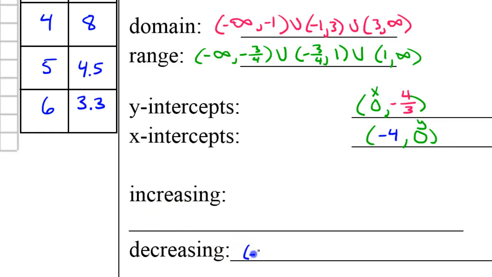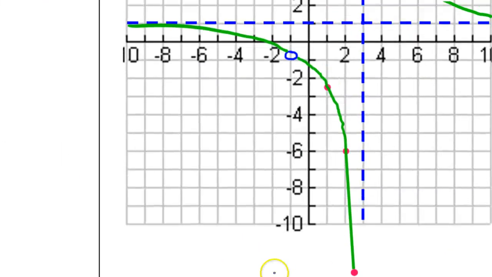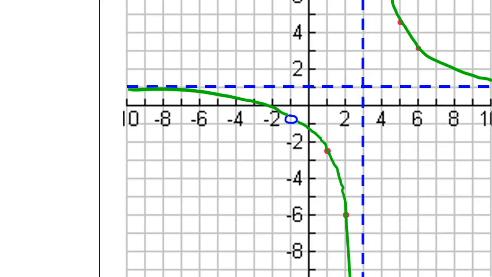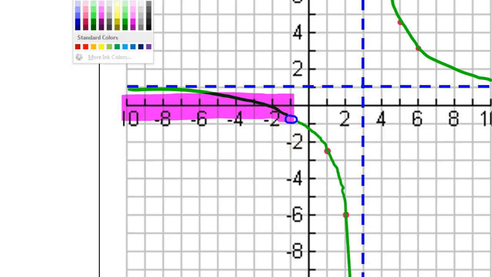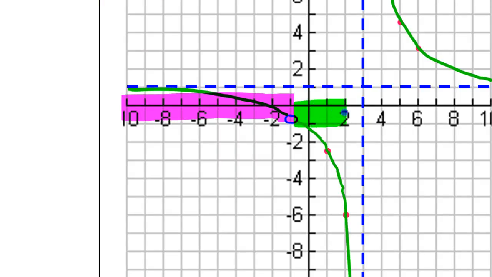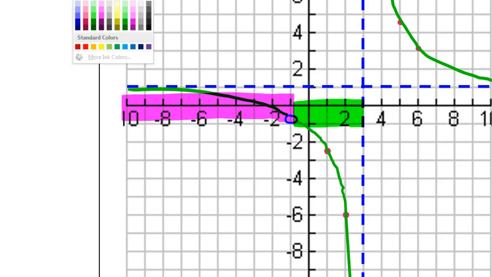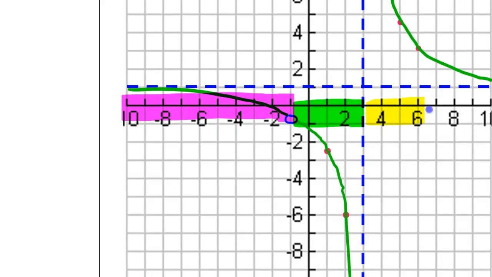So I'm going to say -infinity to -1, -1 to 3. I'm just copying the domain, and 3 to infinity. The entire graph is decreasing, but I had to go -infinity to -1. I had to stop there because of the hole. And then I had to go -1 to 3, because I had to stop at the asymptote. And then I went 3 to infinity to go the rest of the way. That's what happened.